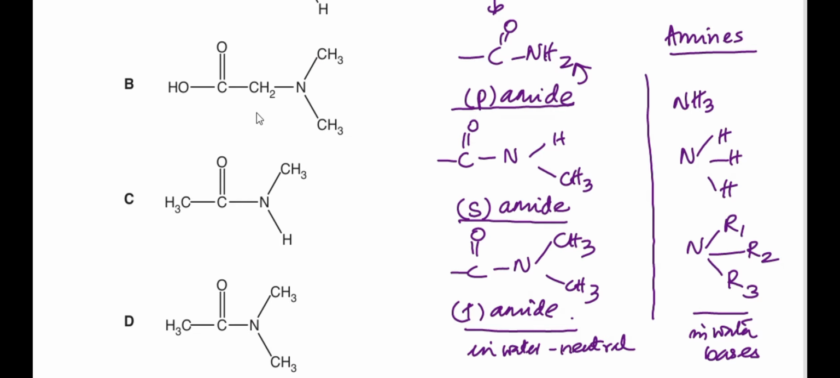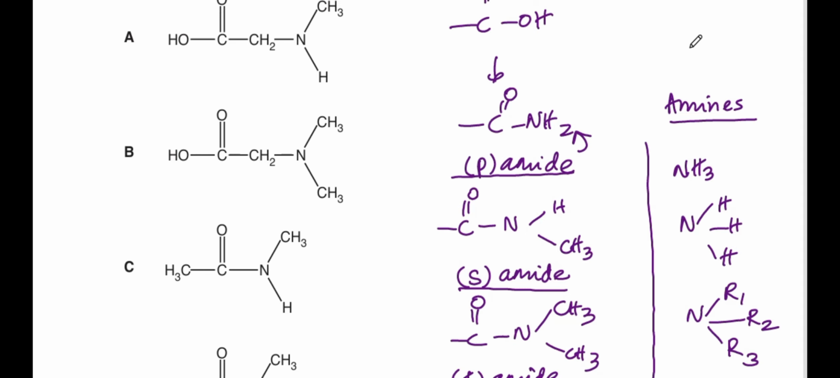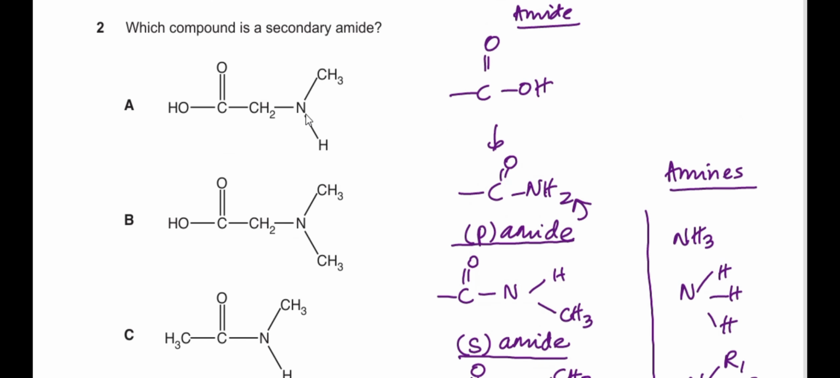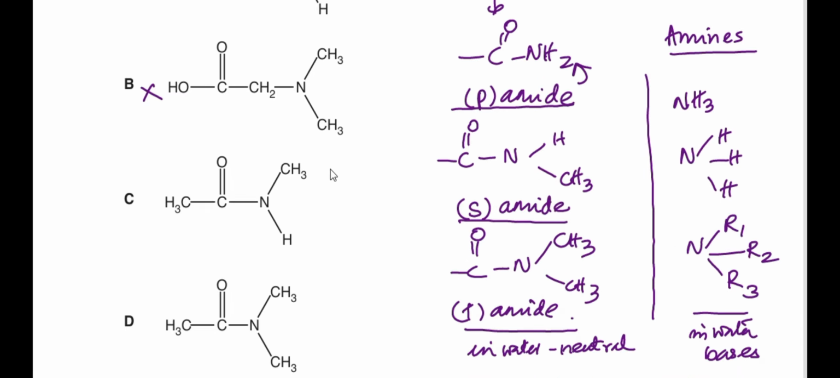Okay, now let's look at the options A, B, C, D. Which one will fit the bill? Let's see. Mainly, nitrogen should be linked with the carbonyl group. If it is not, you can straight away cross it out. This is not having any carbonyl group attached to nitrogen. No. Third one, nitrogen is attached with the carbonyl group. So this is an amide.